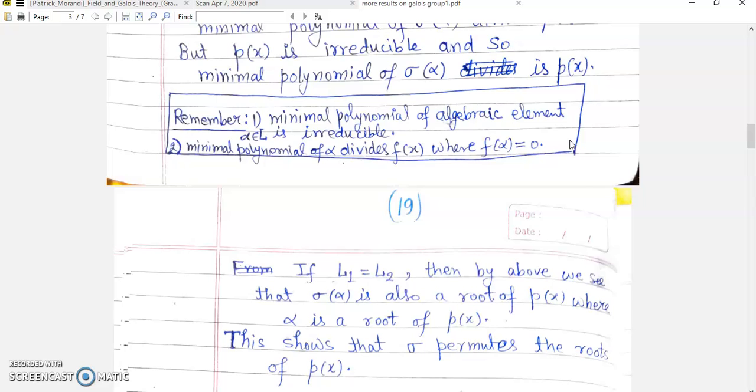So what we have here is: if alpha is a root of Px, then sigma alpha is also a root of Px. It means sigma permutes the roots of Px.